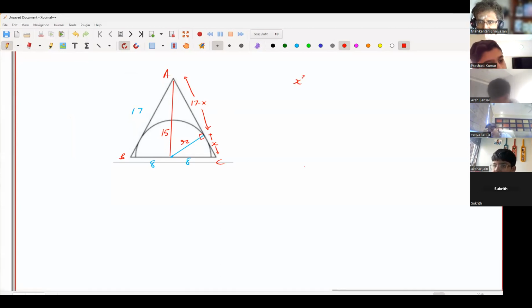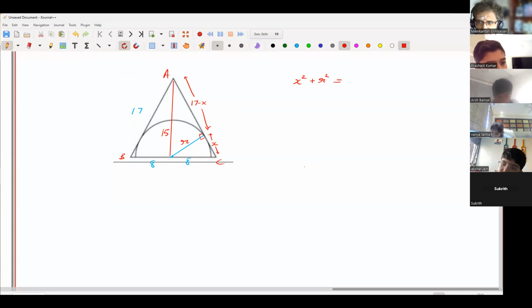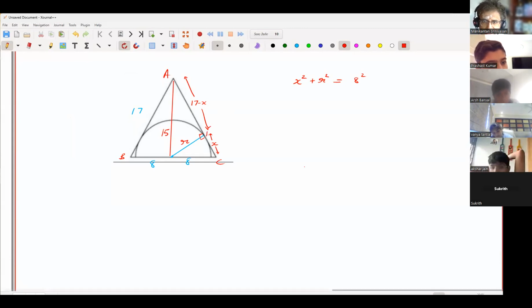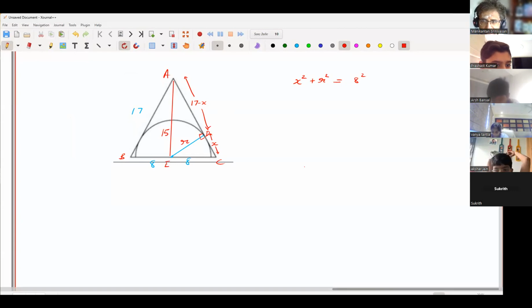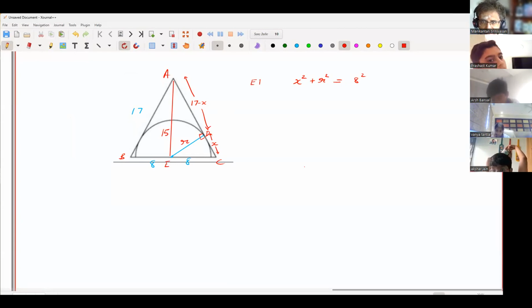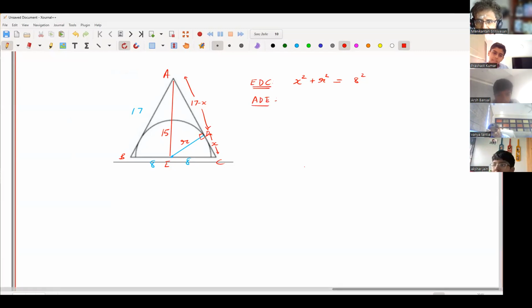In the first right-angle triangle, X square plus R square equals 8 square. The first right-angle triangle I'm talking about is EDC. In the other right-angle triangle, which is ADE, I have 17 minus X whole square plus R square equal to 15 square. Vanya, you're with me so far?